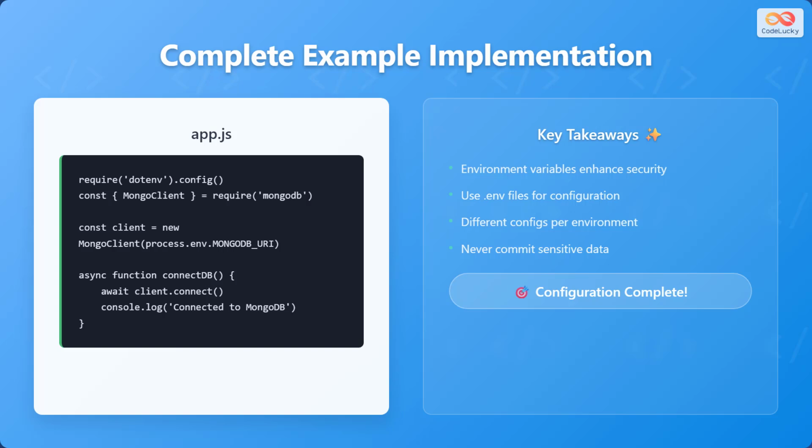In summary, environment variables enhance security by keeping sensitive information out of your code base. We can use .env files for configuration, and different configurations are used per environment. And it is extremely important to never commit sensitive data to version control. With that, configuration is complete.